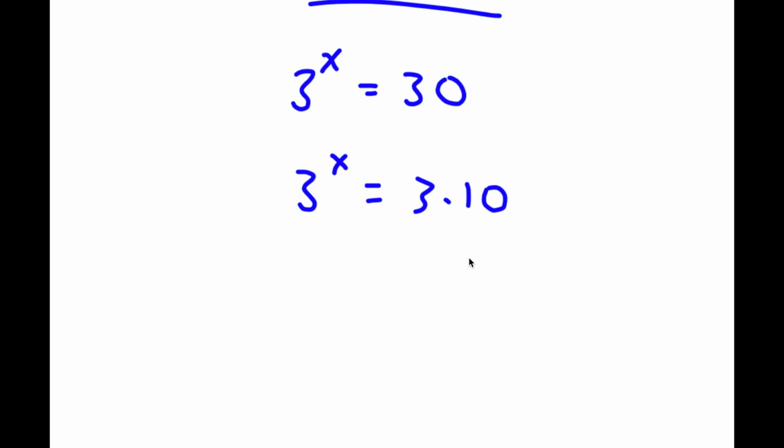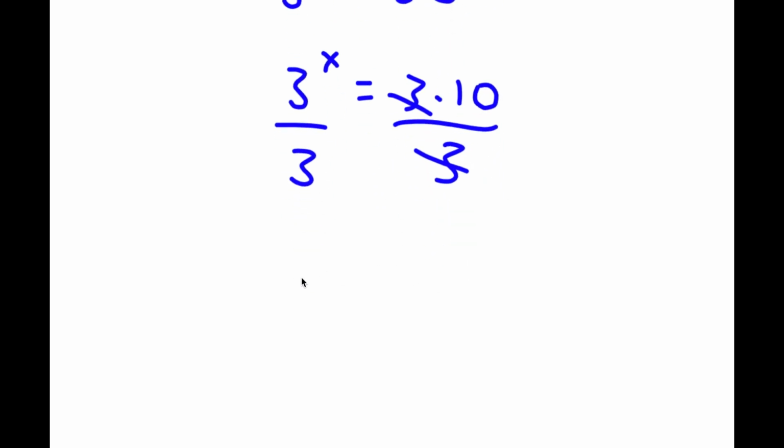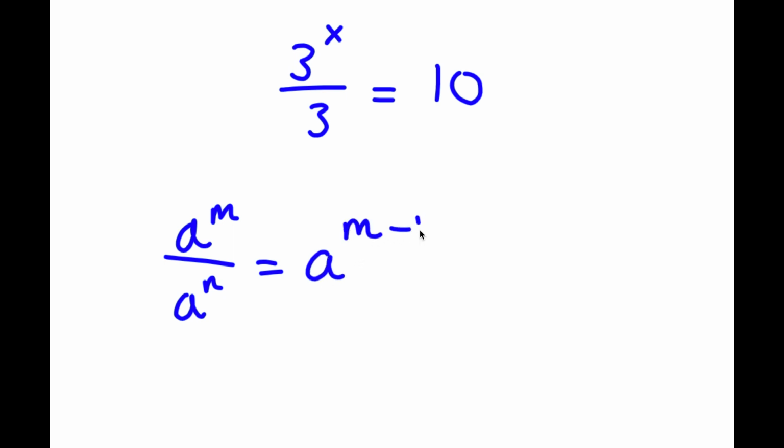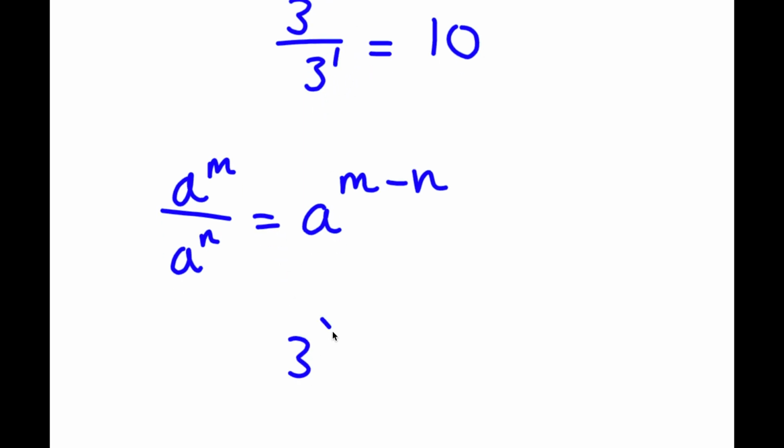Now, I'm going to go ahead and divide both sides by 3. So then these two cancel out. Now I'll be left with 3 to the power of x over 3 is equal to 10. Now, if I have something in the form a to the power of m over a to the power of n, this is simply equal to a to the power of m minus n. So in this case, 3 to the power of x over 3, well, 3 is the same thing as 3 to the power of 1. So now I have 3 to the power of x minus 1 is equal to 10.